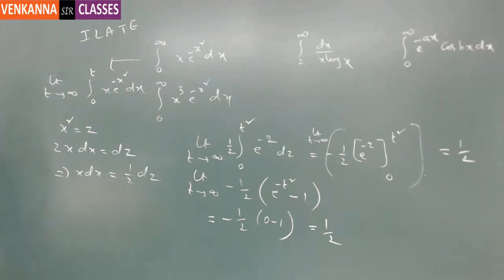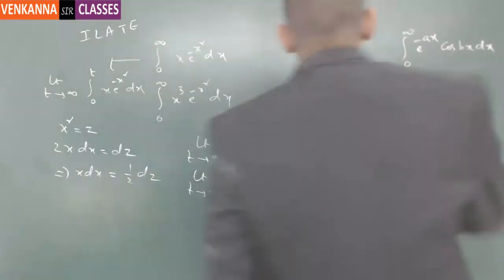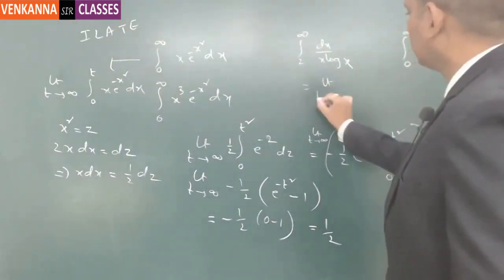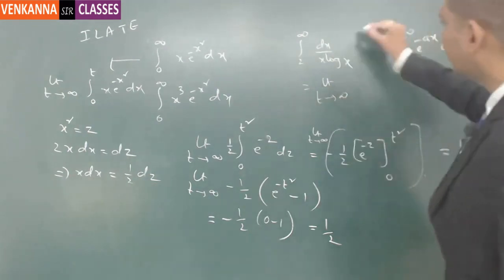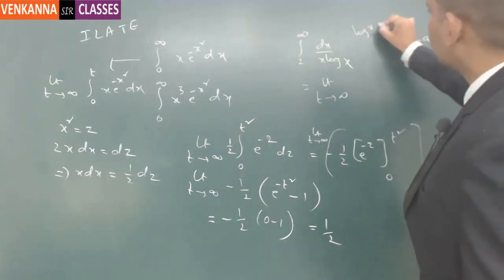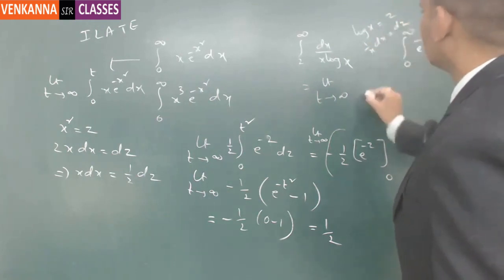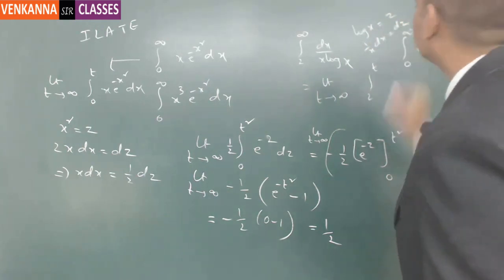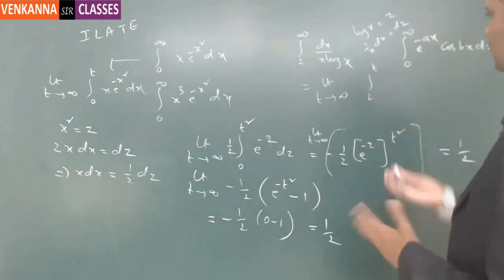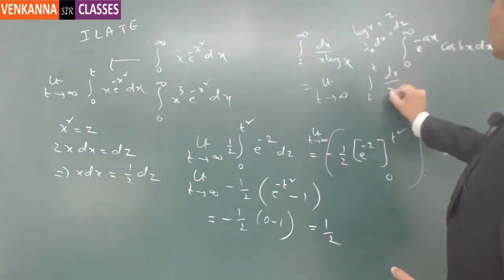So if you are finished with this one, here for this problem, limit t tends to infinity, you will take log x equal to z, 1 by x dx equal to dz. So integral 2 to t, however you will write the problem, dx by x log x.